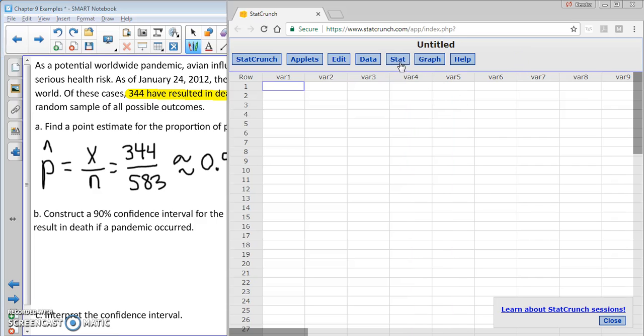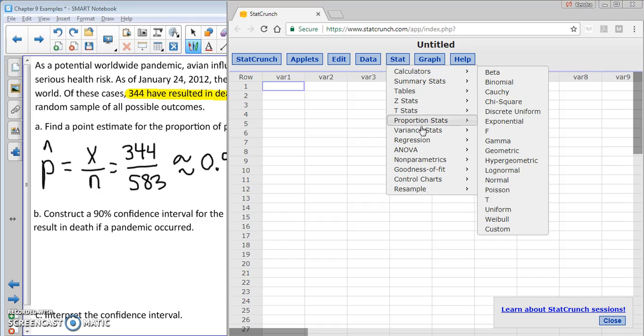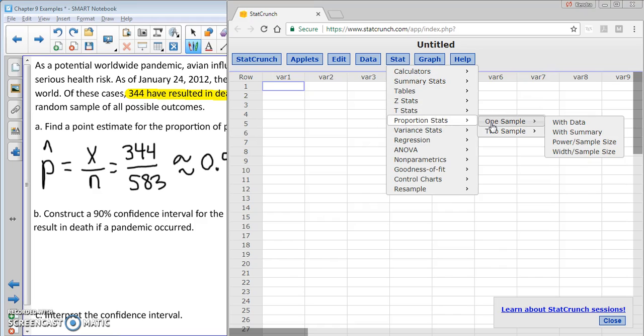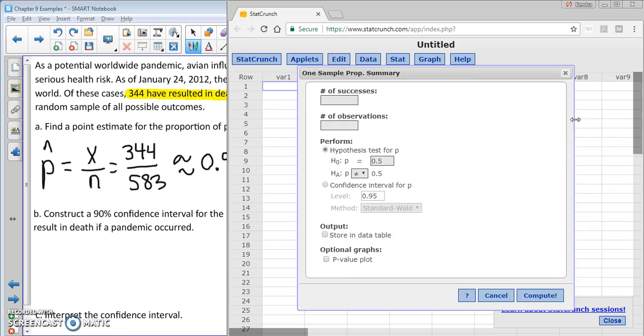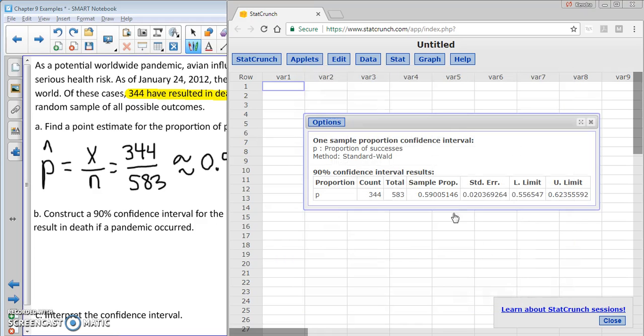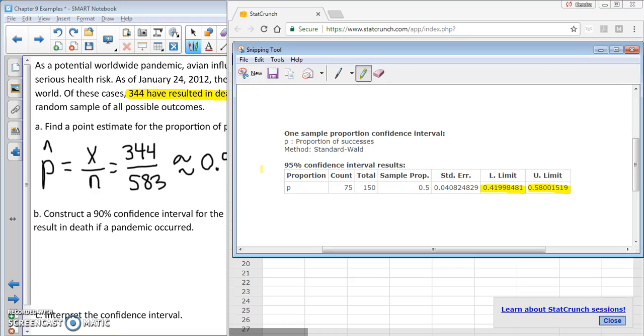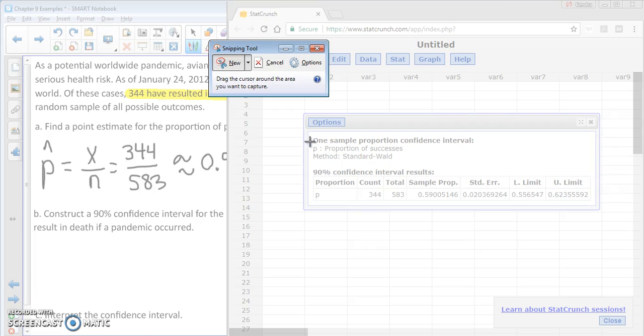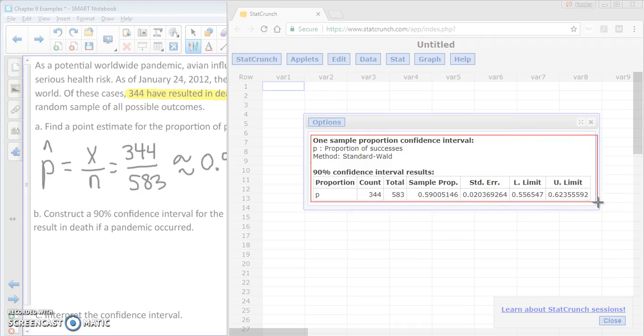So we're going to go to stat, and then proportion stats, and then one sample. And again, we have a summary here. Our number of successes is those who have died, so 344. Observations, those that have had it, so 583. And we're doing a confidence interval for p, and our level is 90. And we're going to hit compute here.